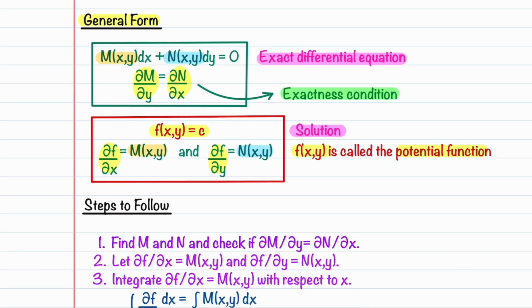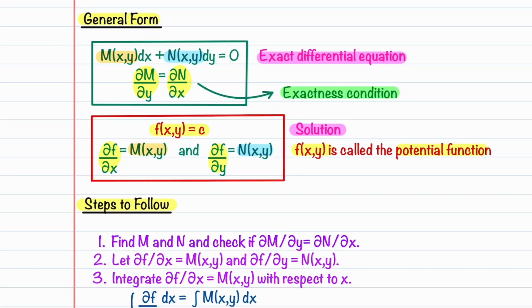To make solving an exact differential equation easier, I've written down some steps that we can follow. The first step is to find M and N, and then check if the partial derivative of M with respect to y is equal to the partial derivative of N with respect to x. Remember, that's the exactness condition. The second step is to let the partial derivative of f with respect to x, f is going to be our solution, equal M, and then let the partial derivative of f with respect to y equal N.